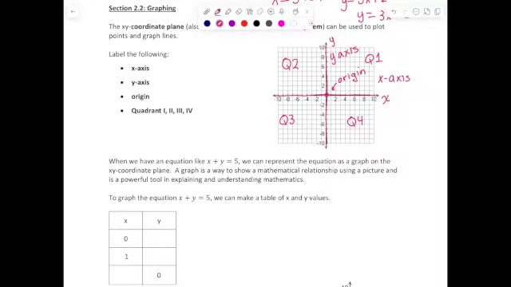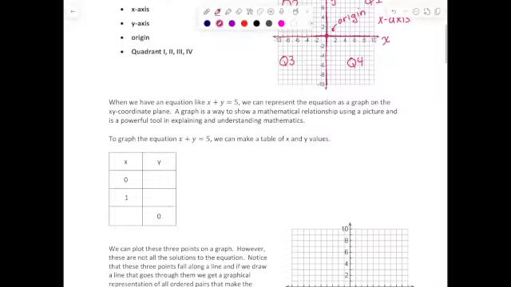When we have equations like x plus y equals 5, there are two variables, two varying terms. We want to represent this equation as a graph on the xy coordinate plane. A graph is a way to show a picture, and it is a powerful tool in explaining and understanding mathematics. Like I said, it is a visualization of data points. All of these points that you're graphing are data points. Think of it as being able to quantify and formally define some type of data pattern.